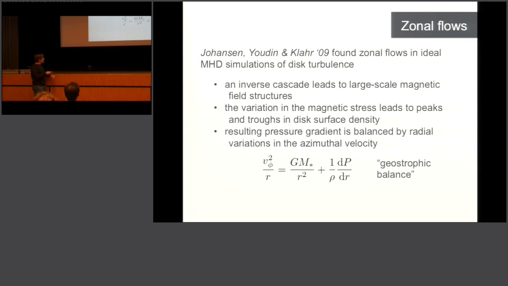So this is often described as being in geostrophic balance, which in this context really just means that the equation we wrote back at the start of the week for the balance between the centrifugal force, gravity, and the pressure gradient, that this is satisfied accurately at each point within the disk. So they describe these as zonal flows, and they're really quite similar to those sort of zonal flows that are seen in planetary atmospheres. Well, except in this case, they were seen in simulations, not in the natural system.